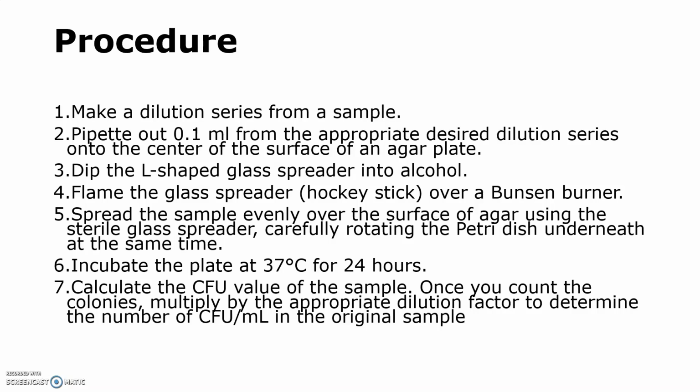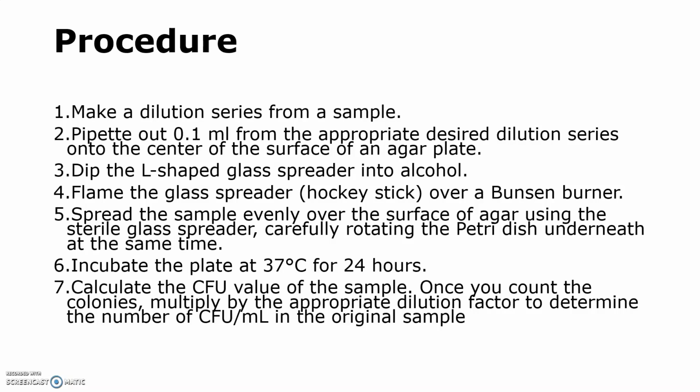And we dip the L-shaped glass rod into alcohol. By flaming the glass rod, that is the glass spreader, which is in a hockey stick shape or L-shaped, over the Bunsen burner flame, spread the sample evenly over the surface of the agar using the sterile glass spreader carefully, rotating the petri dish underneath at the same time. Now we incubate the plate at 37 degrees Celsius for 24 hours. After the incubation, we calculate the CFU, that means colony forming unit values of the sample.